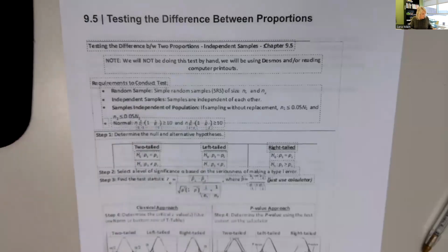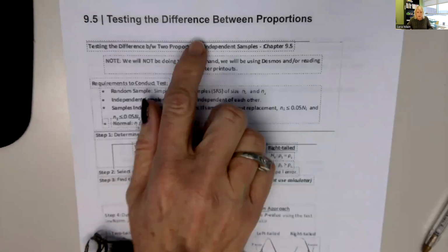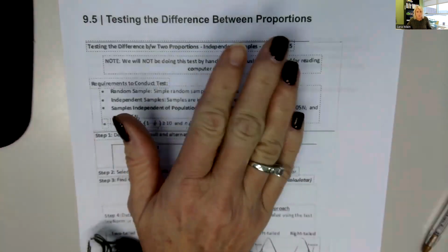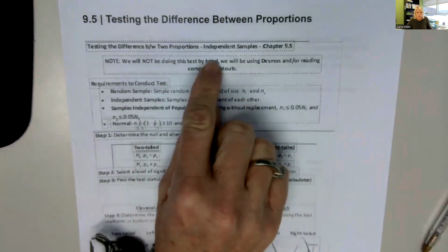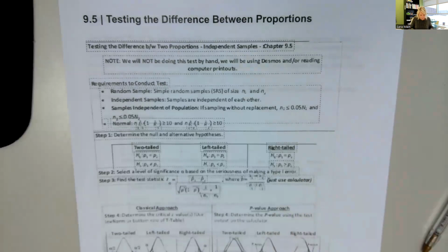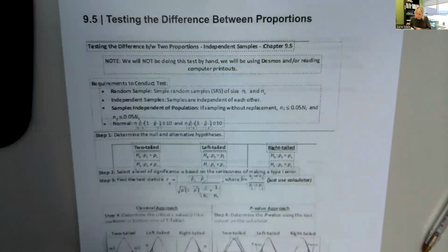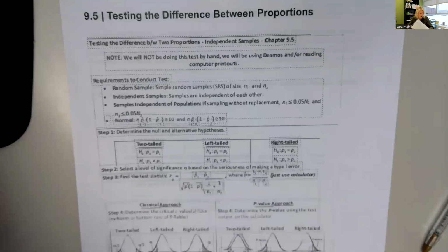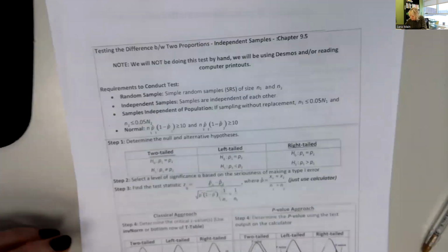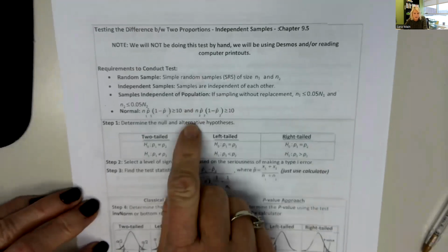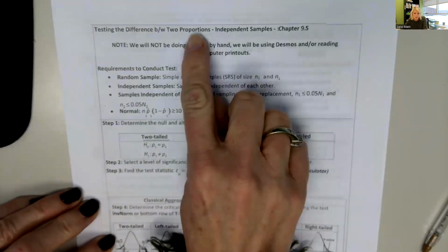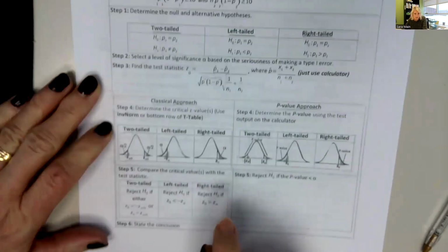Hello and welcome back for lesson 9.5. We're going to be testing the difference between two proportions. And there's going to be a program in Desmos that we're going to use for that. It's in your packet, and it looks like this. And the Desmos program is going to be for two proportions, and it looks like this.